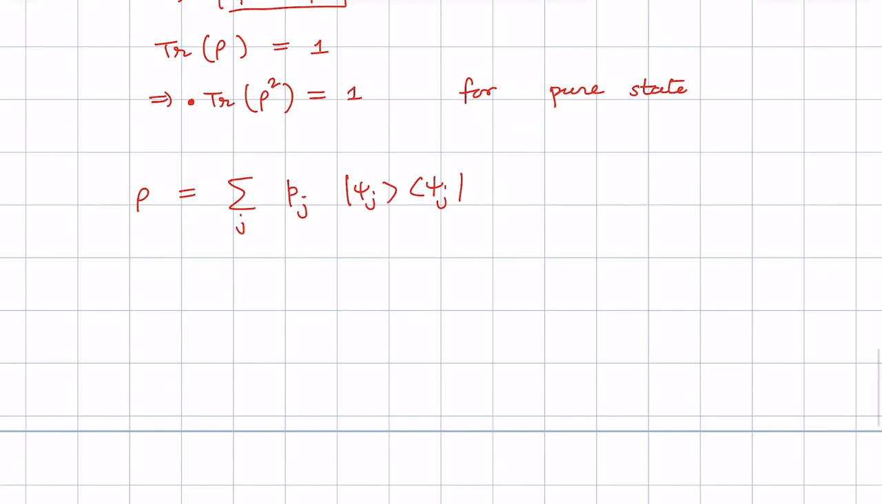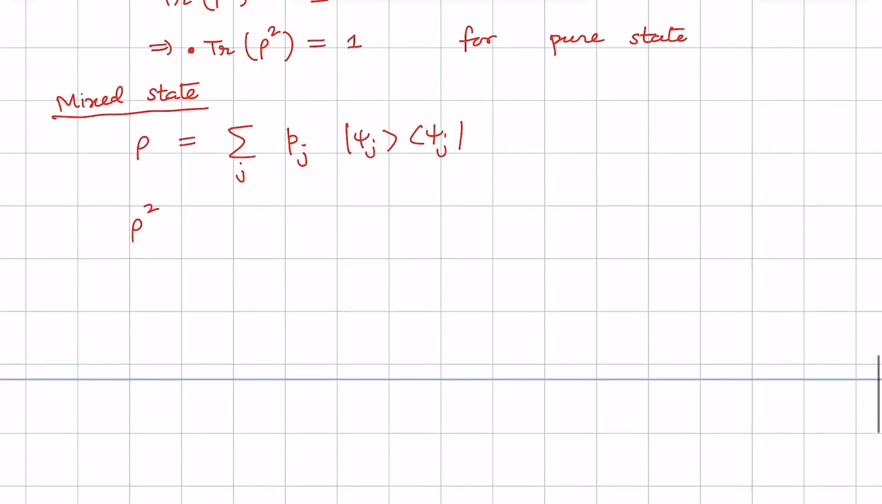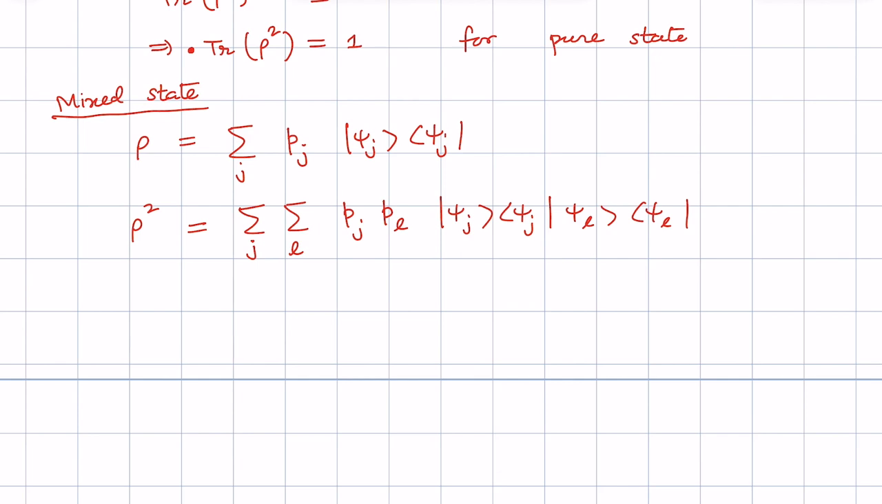And what about rho squared? So here I am now talking about a mixed state. I have a product of two rhos. Let me say for the first one I have j, and for the second let me invoke l. Then I have here p_j, p_l, |psi_j><psi_j|psi_l><psi_l|. All right, now it is easy to see that this is definitely not equal to rho. So rho squared is not equal to rho for a mixed state.